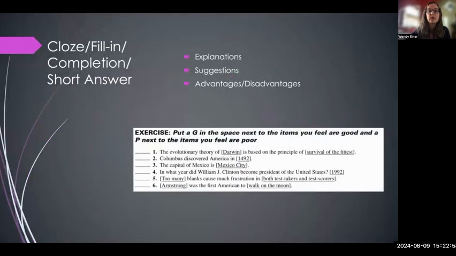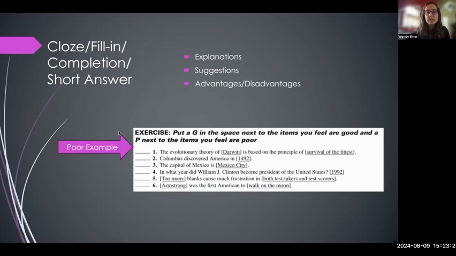Then finally, we have the close or fill in or completion or short answer. They're all the same thing, just by different names. And this is your basic fill in the blank. Now, the spaces here are, of course, what you saw when we did our pre-activity for you to identify if it was a good item. So that wouldn't be on the regular test. And the blanks are filled in just for your sake of analyzing these questions.